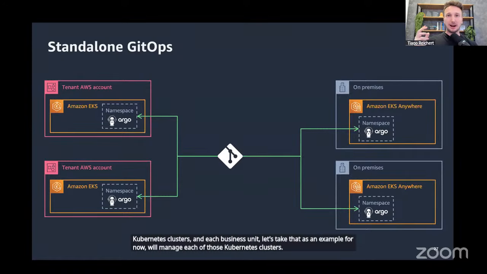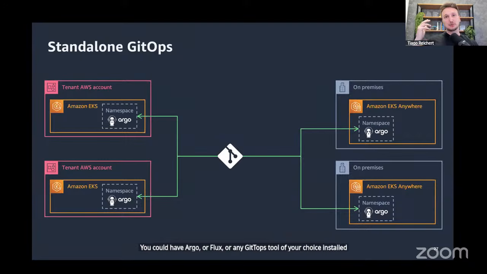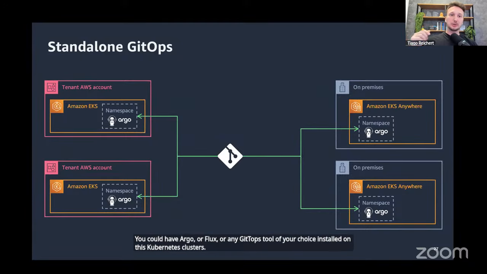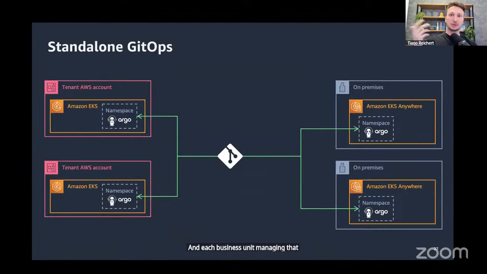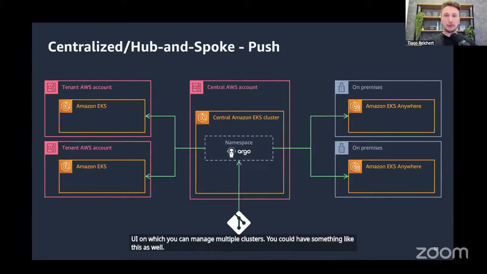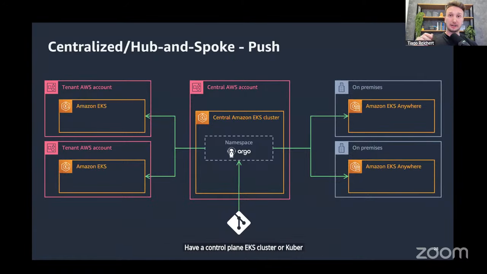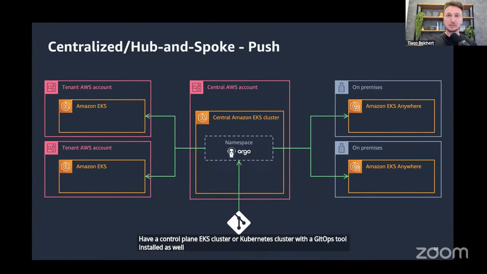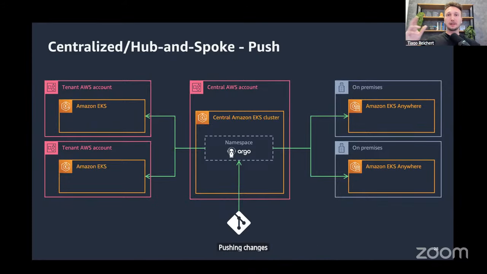You could have Argo or Flux or any GitOps tool of your choice installed on these Kubernetes clusters, with each business unit managing that Argo CD pointing to a single Git repo. But if you want a single point of view, a single Argo CD UI on which you can manage multiple clusters, you could have something like this as well. Have a control plane EKS cluster, a Kubernetes cluster with a GitOps tool installed, for example, Argo CD, and that Argo CD pushing changes to all your data plane clusters where you have the application itself running.